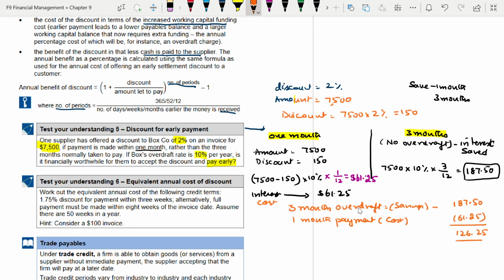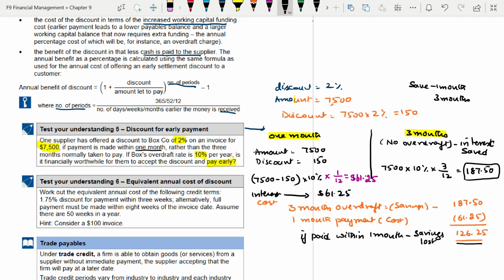Because we are going to save it. If paid within 1 month, how much savings will be lost? Savings will be lost by 126.25. This much savings you will lose if you are paying within 1 month. Are you clear about this?